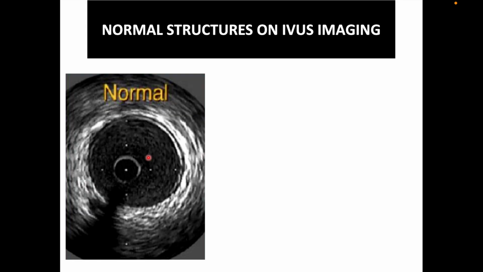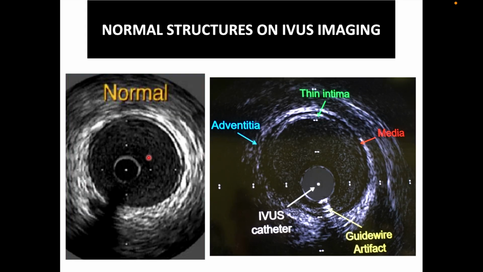So again, identifying these structures, you can see here, that's the IVUS catheter. Depending on the gain settings, this is the guide wire artifact, then this is the lumen. Then around the lumen, the first layer that comes in is this white line, that's the thin intima. Outside the intima, this black line is the media. It goes all around like this. And then the whitishness outside this white intima is adventitia.